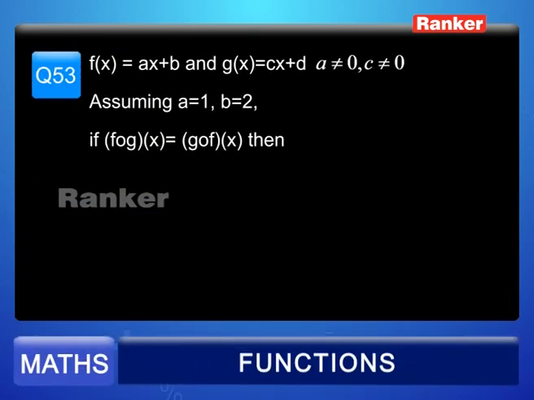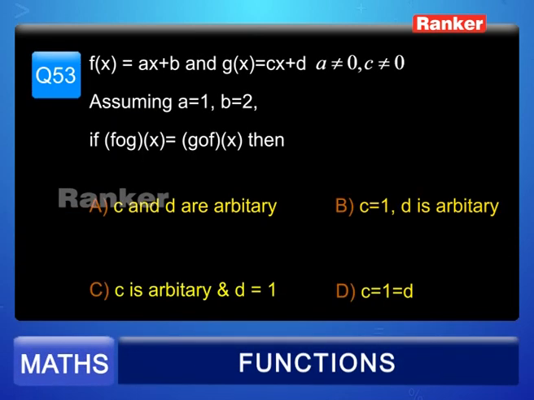In this question, we are given two functions, f of x equal to ax plus b and g of x is equal to cx plus d. You observe both are linear functions with a not equal to 0 and c not equal to 0. Assuming that a is equal to 1 and b is equal to 2, if f circle g of x is equal to g circle f of x, then what happens to the nature of c and d?